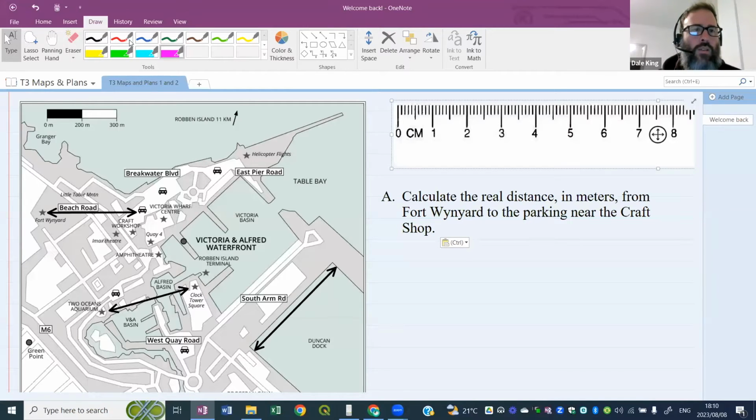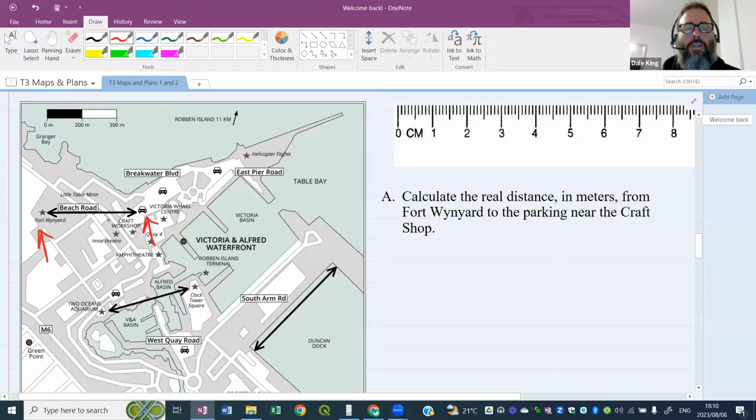So Fort Wynyard, I don't know if you can see on the map, is over here. And then the parking near the craft shop is over there. So that's that line over there that we need to work out the real distance. Anyone out there that can help me with this? Give me an idea of what I should do.